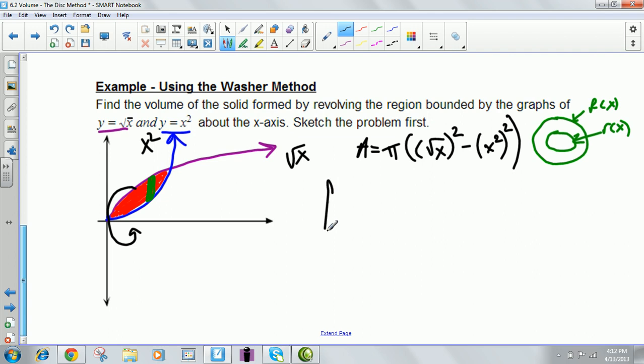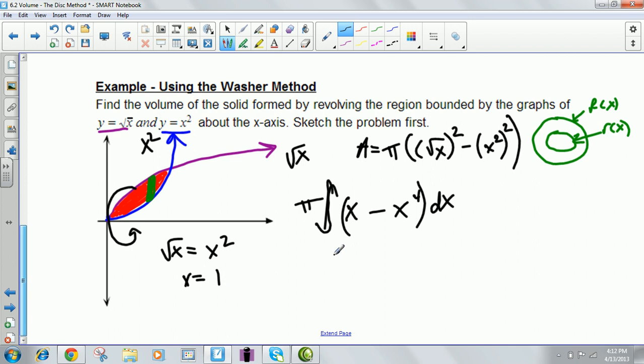Now our integral is going to be a step further. It's going to be our area. So if I square this, you get x. X squared squared is x to the fourth. And then now you have to figure out your limits. In order to figure out your limits, you would set them equal to each other. So you would set the square root of x equal to x squared, and when you do that, you get 1. So you're going from 0 to 1.